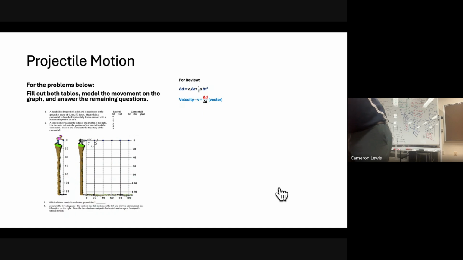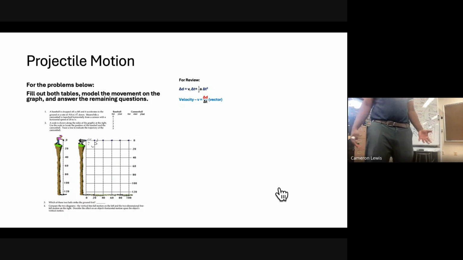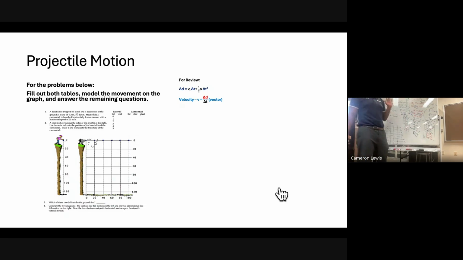So when we compare the two diagrams, this is very important. Let's talk about the effect that an object's horizontal motion has upon an object's vertical motion. Before you say anything, look at the numbers. What effect does an object's horizontal component have against the object's vertical component? If you think I'm trying to trip you up, or that the question is trying to confuse you, yes, it is. So look at the numbers before you answer.